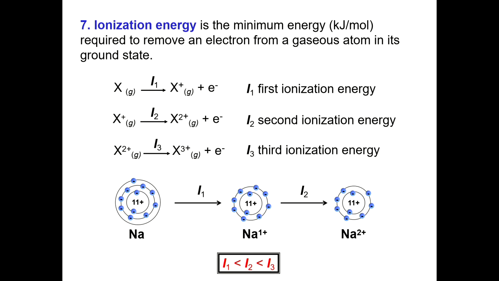Basically, if they lose the first electron, it's called first ionization energy. And then they can continue to lose the second one, so it's called second ionization energy, and also the third. And of course, the first is small, then the second is smaller than the third. Why?